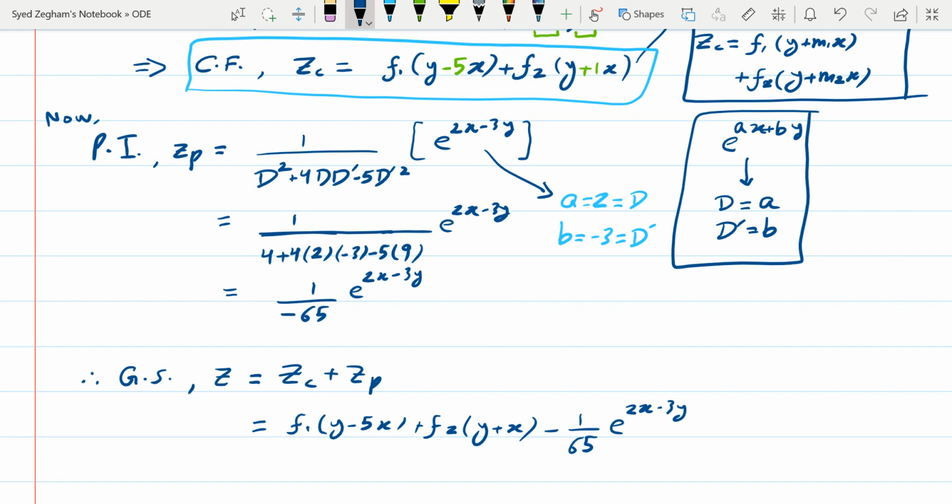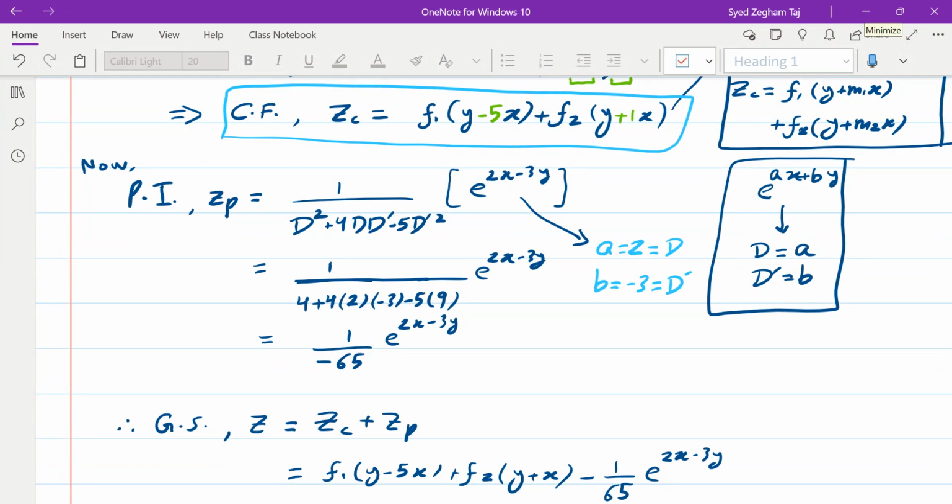So this is the first type of second order partial differential equation which I wanted to discuss. And in the next video, I will be discussing another type where we will change the right hand side of the partial differential equation. We will take some other function and we will discuss that type in the next video.